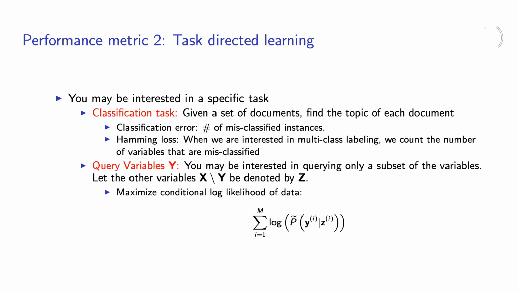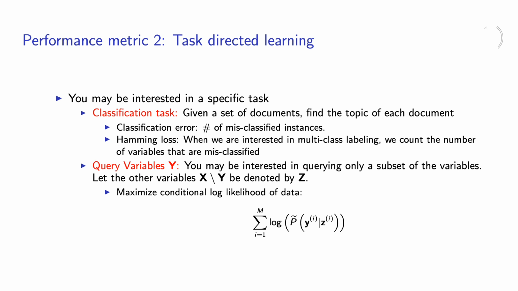We are given data on a large number of variables, but at test time, we are only interested in a subset of variables called the query variables. Namely, what we want to do is answer inference queries that are defined only on a subset of the query variables. The other variables in the model you're not interested in at all.